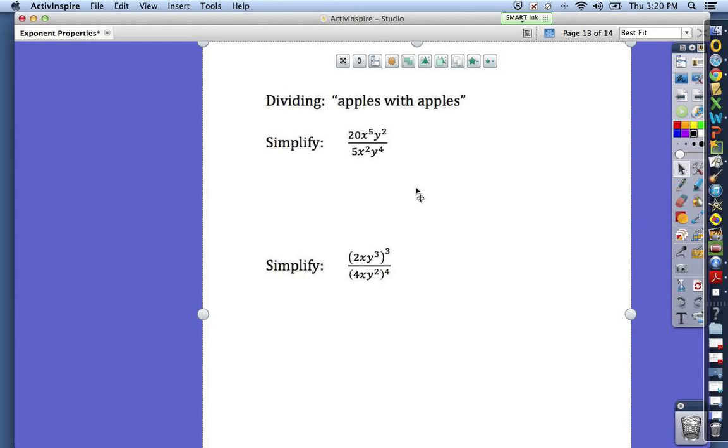Right, we're back to the apples with apples analogy, but this time for dividing. So again, the idea with the apples with apples is you want to put things that are alike together when you're dividing. So let's start with the numbers divided by numbers. So 20 divided by 5 in this first example would give us 4. x to the fifth divided by x to the second power. Well, when you're dividing, keep the base and subtract the exponents.